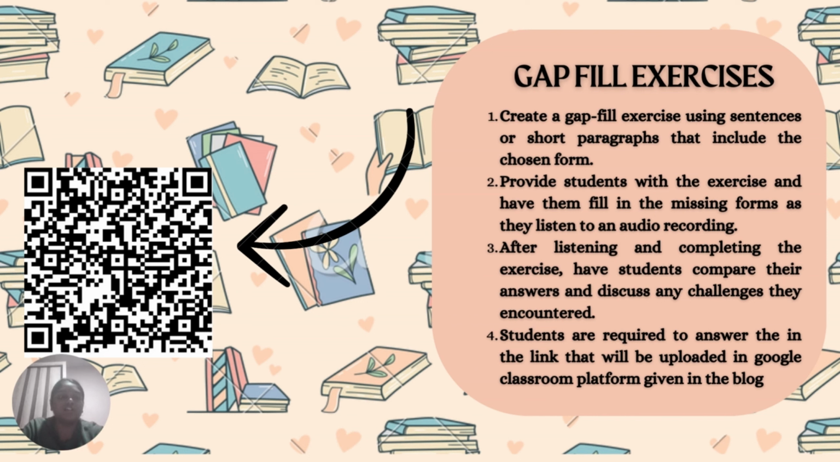Steps for conducting this activity: create a gap fill exercise using sentences or a short paragraph that include the chosen form. Then provide students with the exercise and have them fill in the missing forms as they listen to an audio recording. After listening and completing the exercise, have students compare their answers and discuss any challenges they encountered. Lastly, students are required to answer the questions that we uploaded in the Google Classroom platform given the blog.